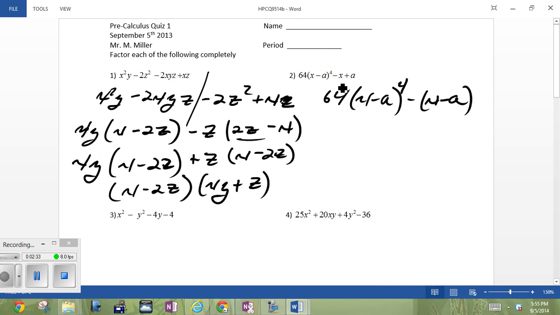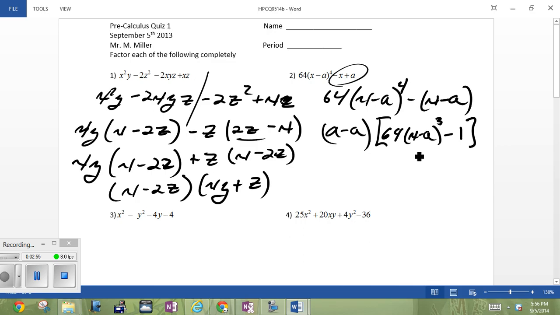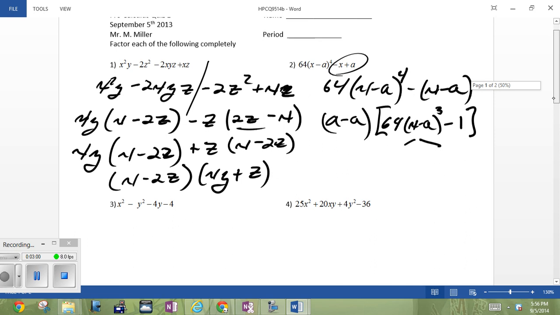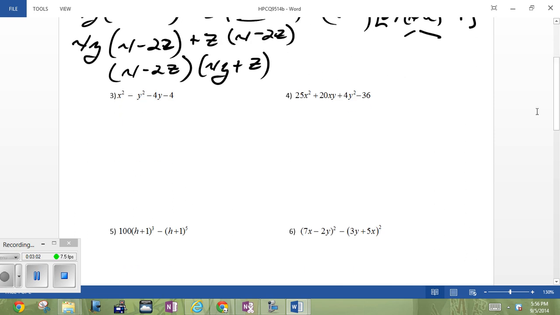I just pulled out a negative from this grouping because I saw that there was an x minus a in there. So that becomes a common factor, x minus a. And that's common to the 64 times x minus a cubed, minus 1. Now, this is not done because this is a difference of cubes, but I'm going to let you finish that one out just for the sake of time. That one was also on the other test as number 8.